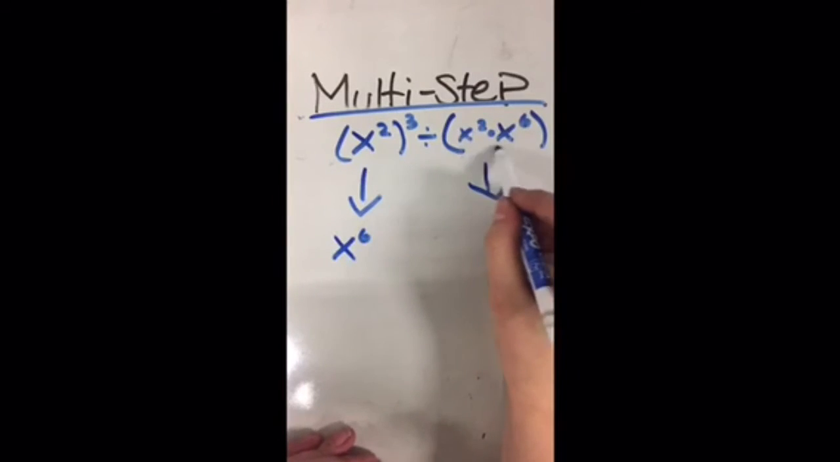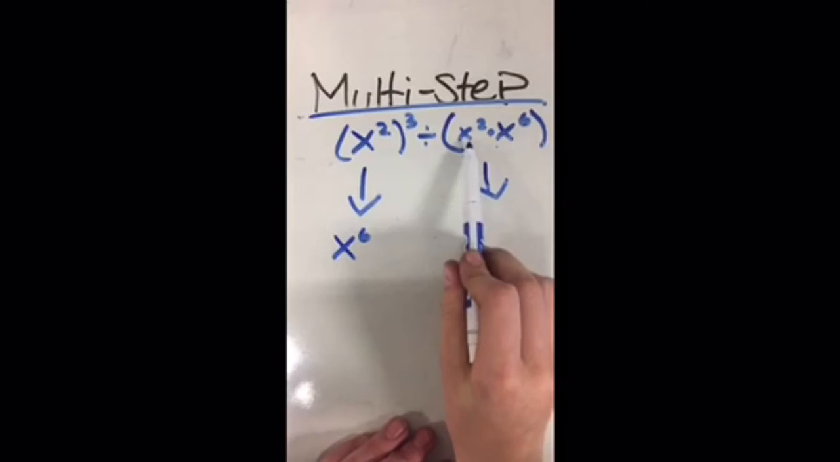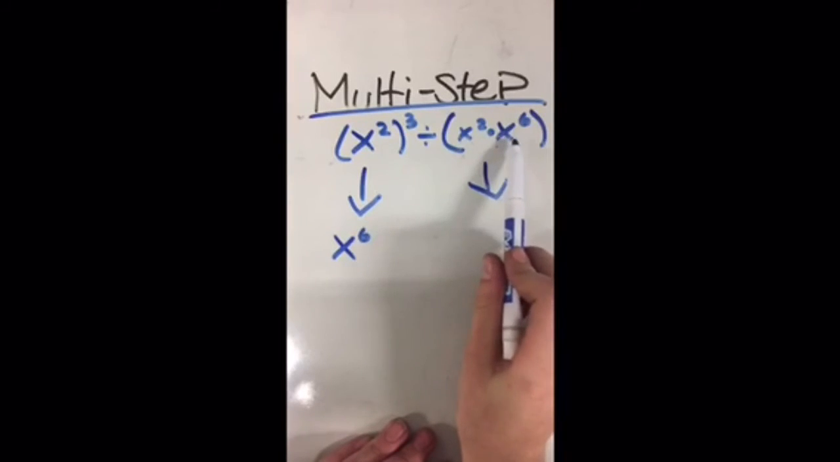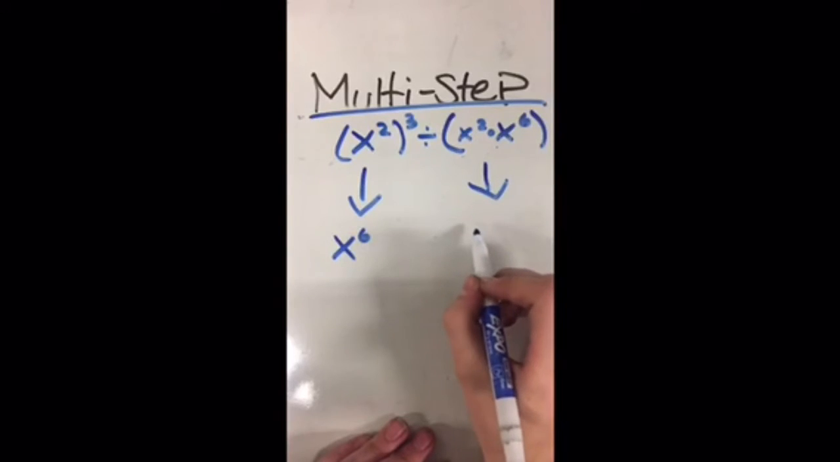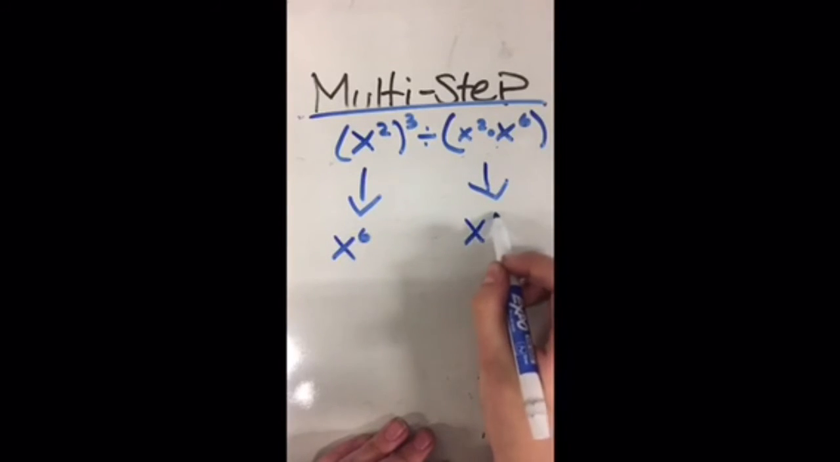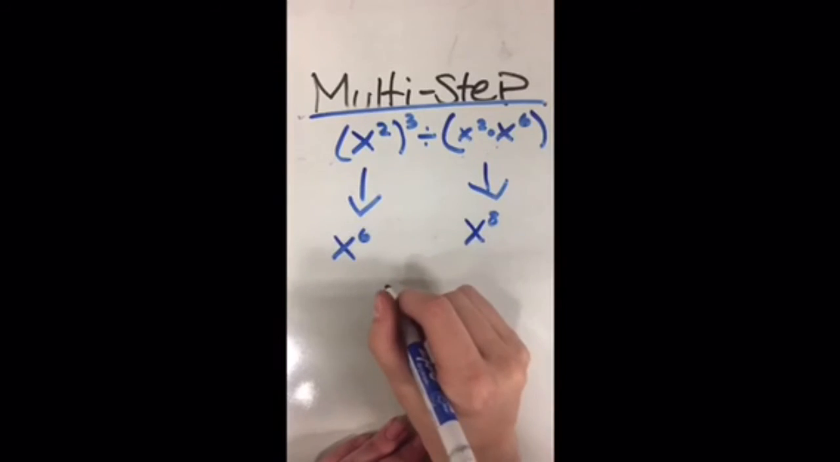Now we are going to solve the second expression by using the product rule, which will result in x raised to the power 2 into x raised to the power 3, which is equal to x raised to the power 2 plus 3, which is equal to x raised to the power 5.